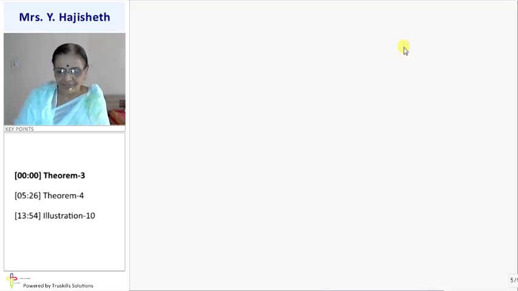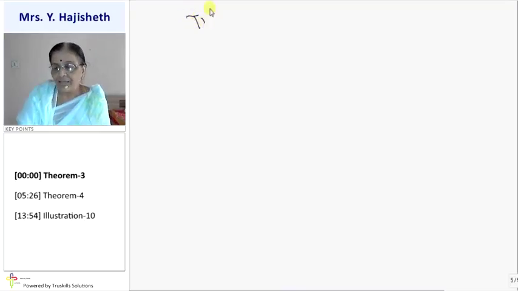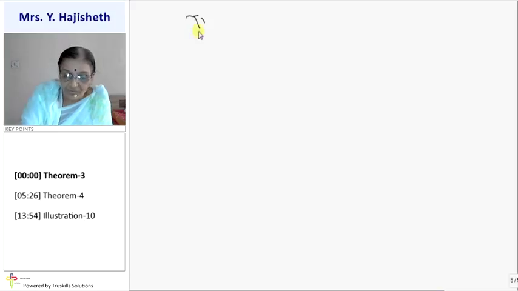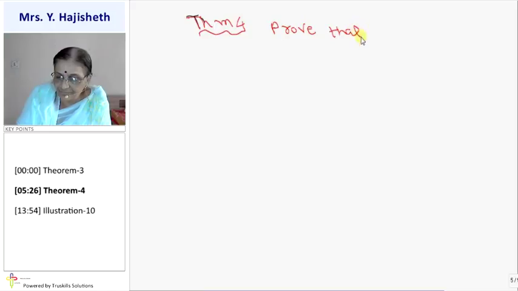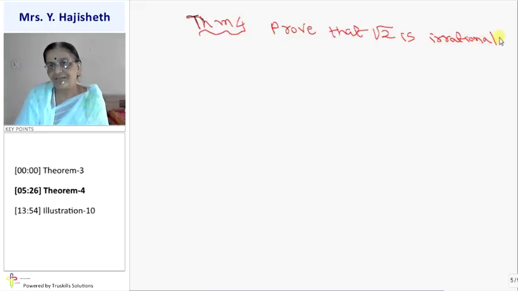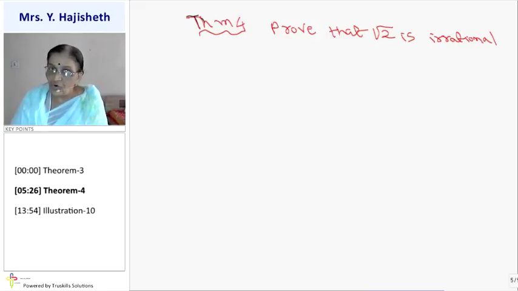You can see, I told you in the very beginning that for proving irrationalities, we are using the fundamental theorem of arithmetic. So theorem 4 is: prove that root 2 is irrational. In that I can use theorem 3 also. We apply here the method of contradiction.